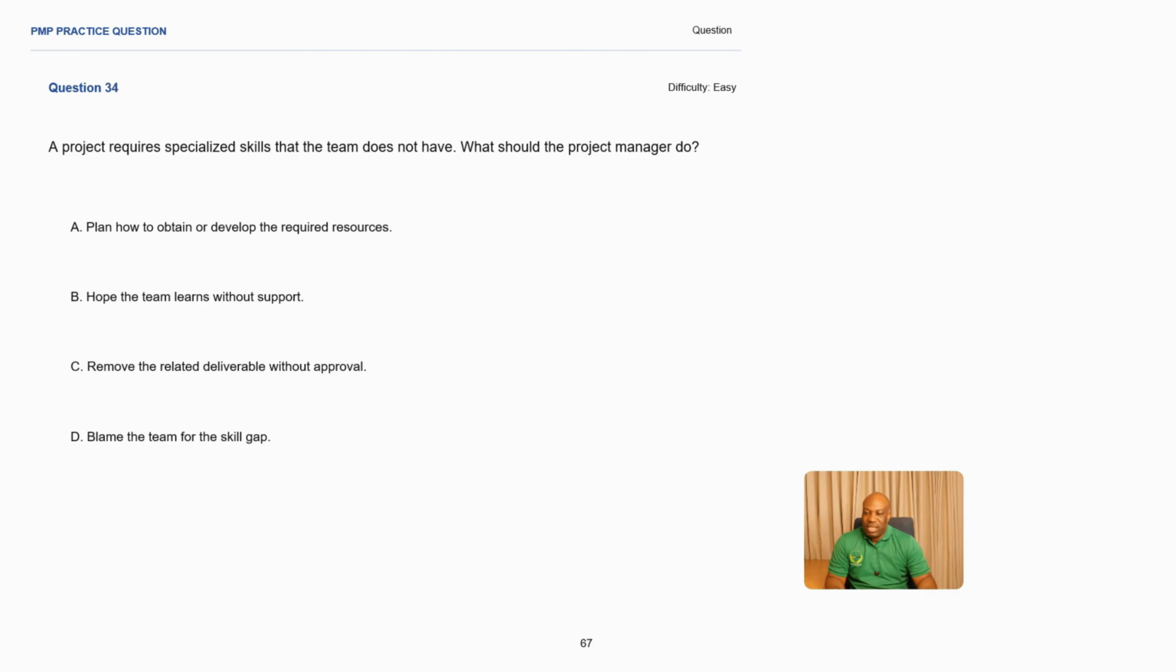Right, practice question number 34. A project requires specialized skills that the team does not have. What should the project manager do? Okay, we consider this to be easy. So what is our problem statement? A project requires specialized skills and the team does not have that specialized skill. So one of the mindsets is, if you don't have the knowledge or the skills, you need to ask for help from the experts. All right, so let's go through the answers now.